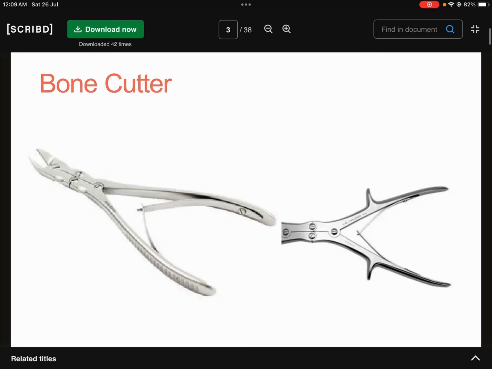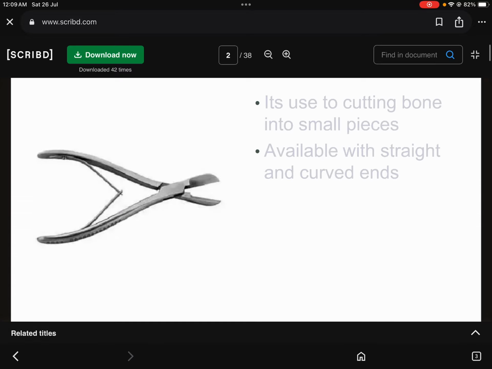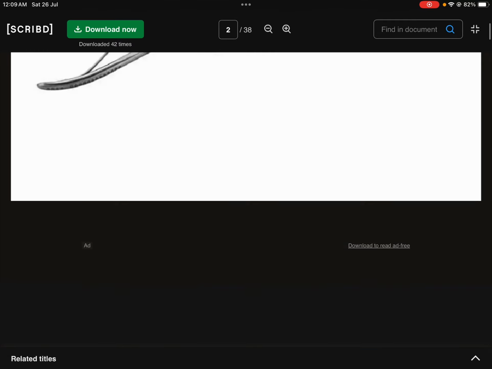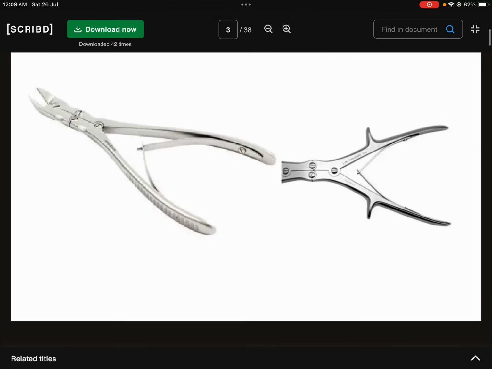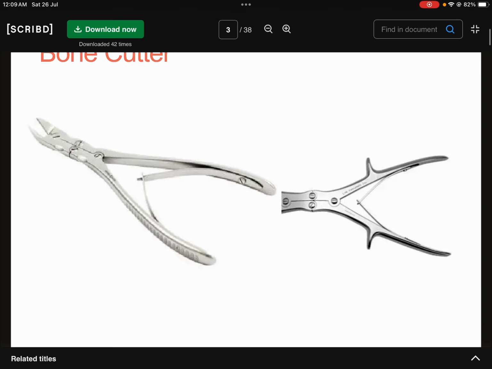Next instrument, this is the curved bone cutter, and this is the straight bone cutter. So curved and straight are the two types of bone cutter.